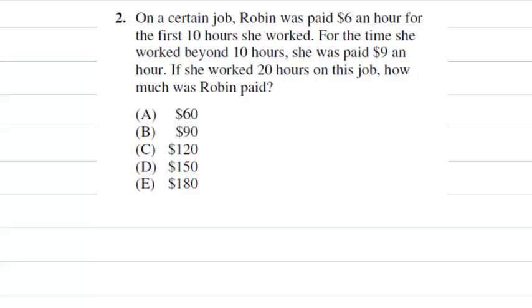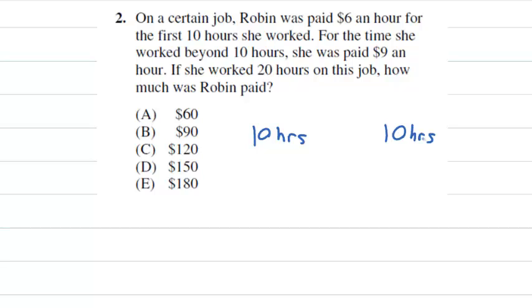Here's a problem from another College Board 2002 practice test. On a job, Robin was paid $6 an hour for the first 10 hours. For the time she worked beyond 10 hours, she was paid $9 an hour. If she worked 20 hours, how much was she paid? So she's paid a certain amount for the first 10 hours, and then she's paid a certain amount for the second 10 hours. And she worked 20 hours.